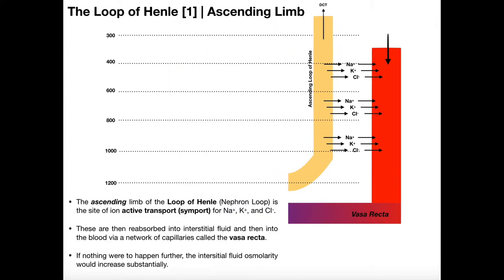So let's first start talking about the ascending loop of Henle. Even though this actually occurs second, if we're tracking the flow of filtrate through the limb, it would actually reach the ascending limb last.